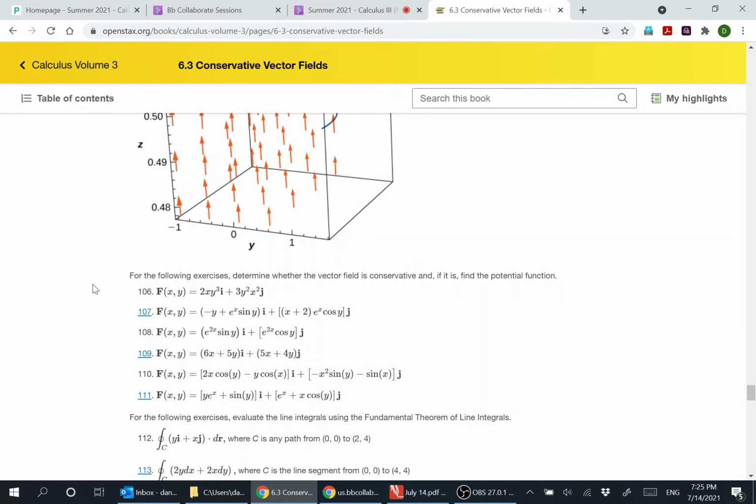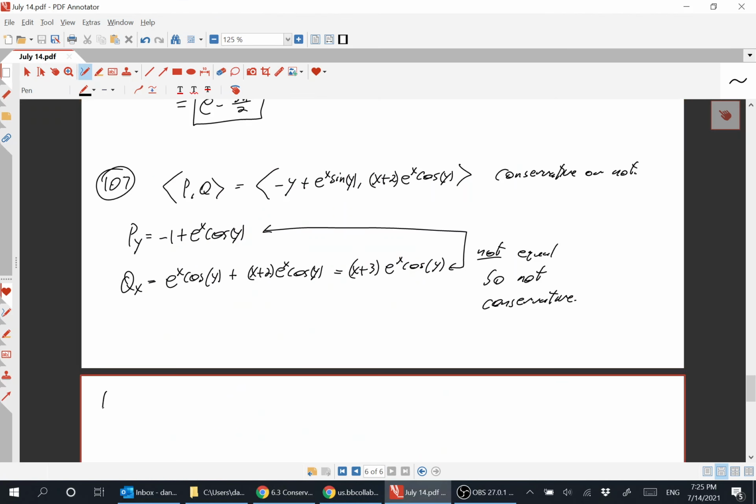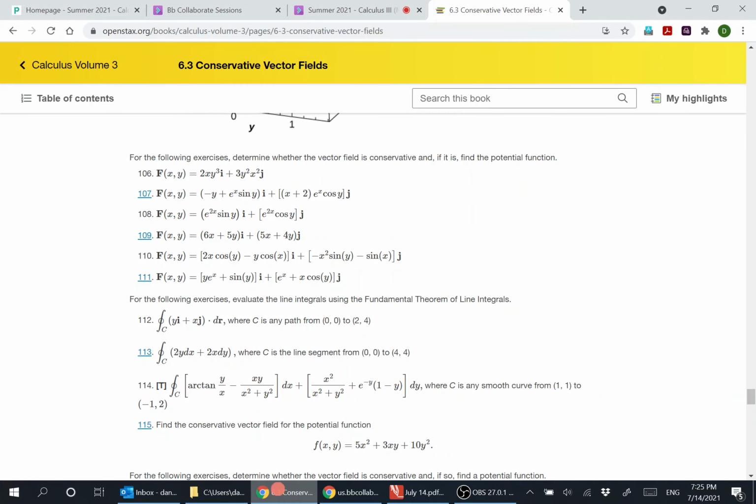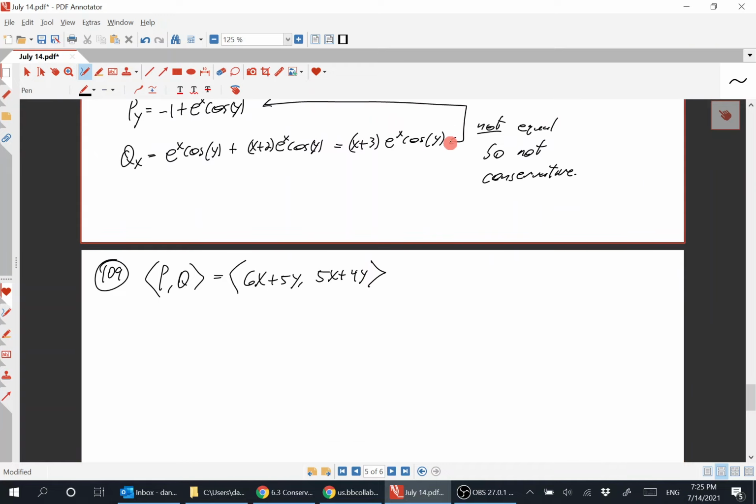109. 6x plus 5y, 5x plus 4y. All right, so the derivative of p with respect to y is 5, and the derivative of q with respect to x is 5, right? So this is conservative. So since it's conservative, we should be able to find the antiderivative, or the potential function.